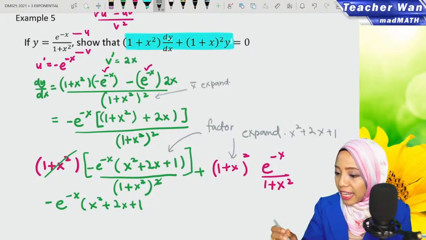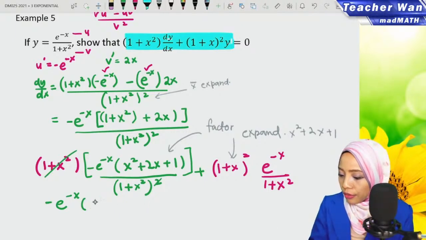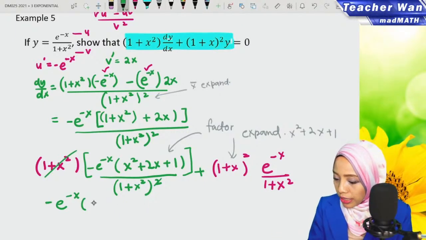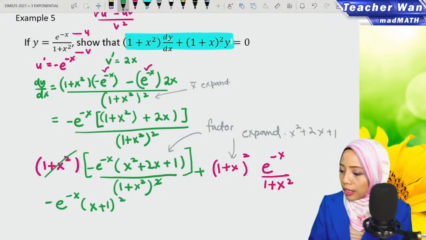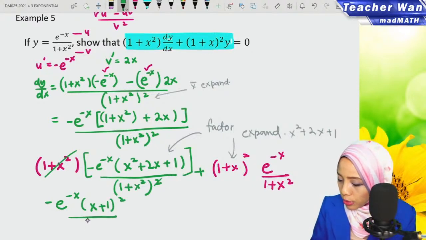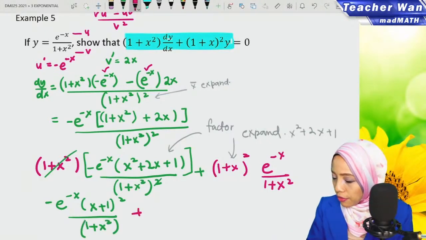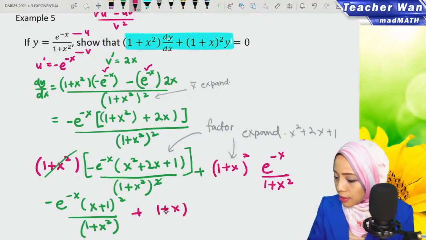Okay. If let's say I am factoring this out, I'll get x plus 1 square e negative x over 1 plus x square, plus 1 plus x square e negative x over 1 plus x square, which is the same.